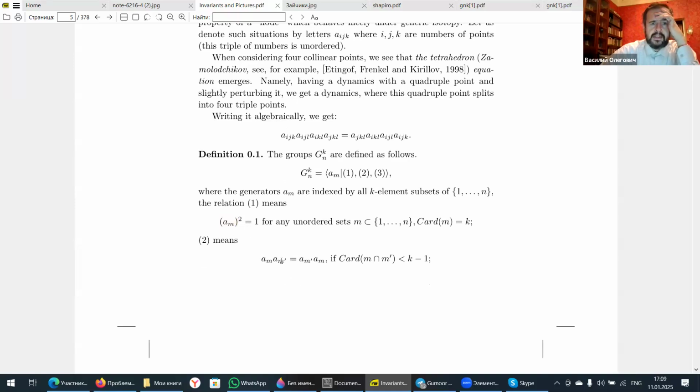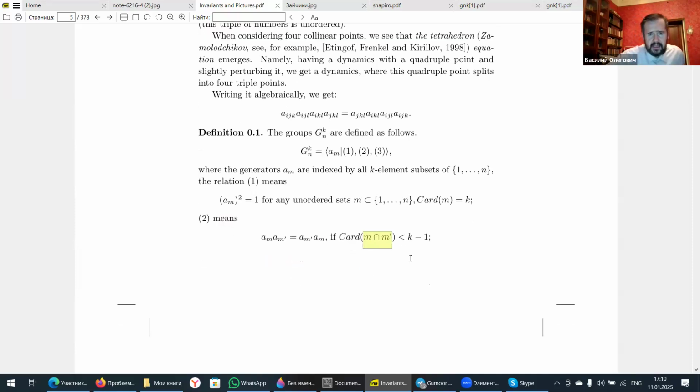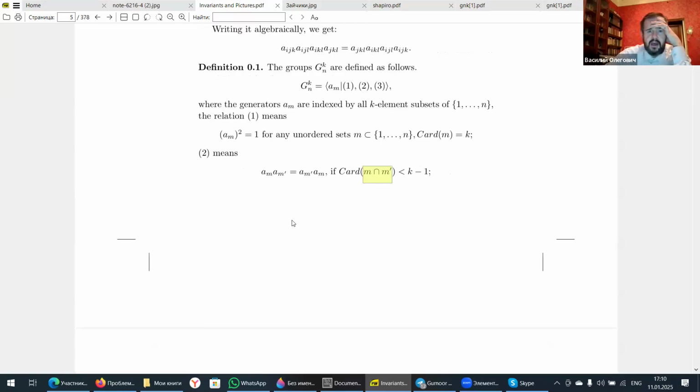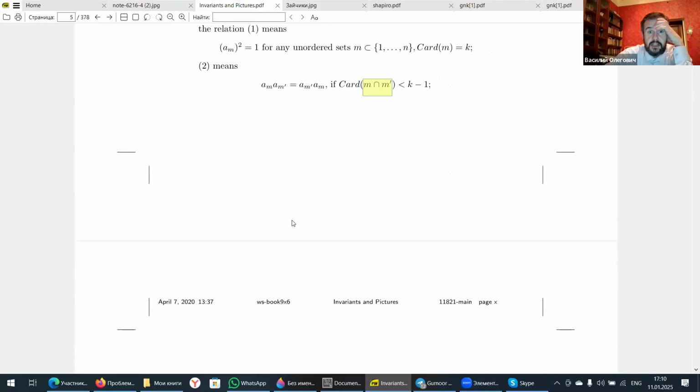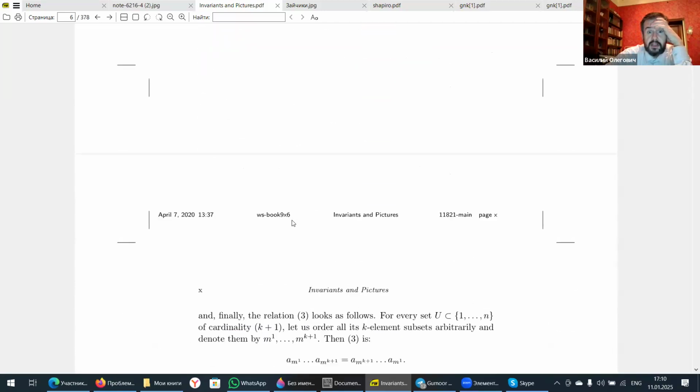And the second relation means far commutativity, which says that if we have 2 sets of indices, k element subsets, which have intersection, not maximal intersection, their intersection has cardinality less than k minus 1, then they have to commute. For example, in GN2, they commute if they do not have any common indices. In GN3, they may have one common index or nothing.